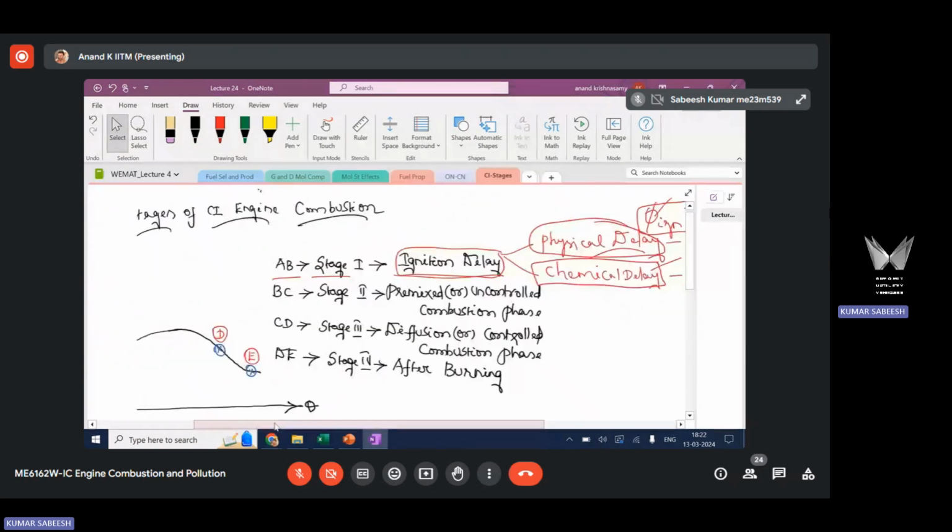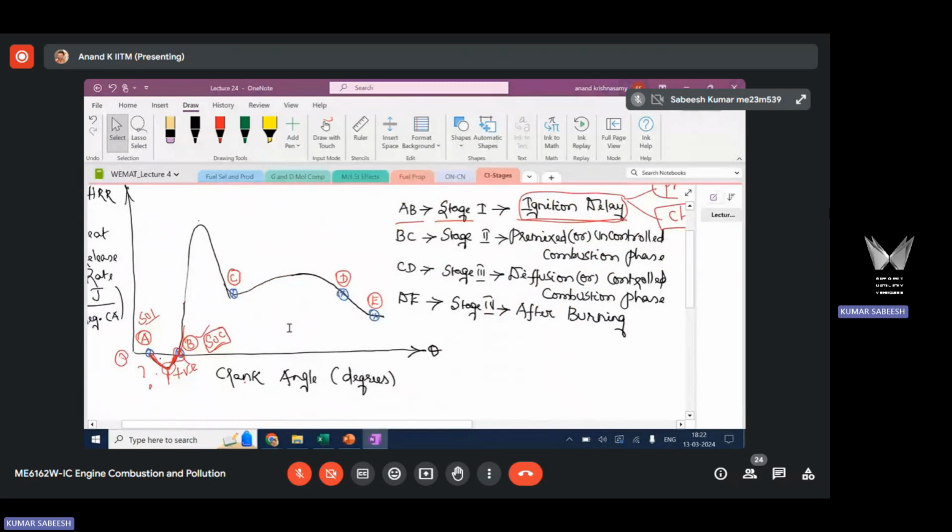So in the first stage, from A to B, this is what is happening. After you inject fuel, there is a time delay. During that period of time, you are preparing ignitable mixture and forming radicals. So combustion gets started, and then it proceeds.